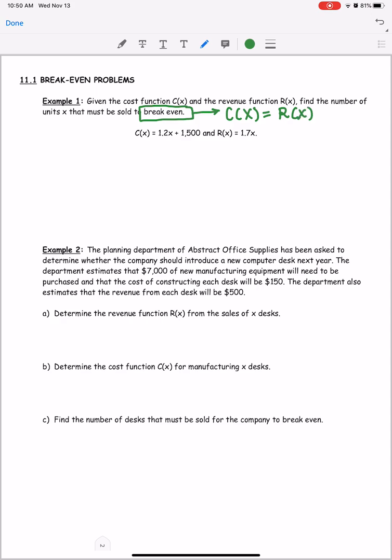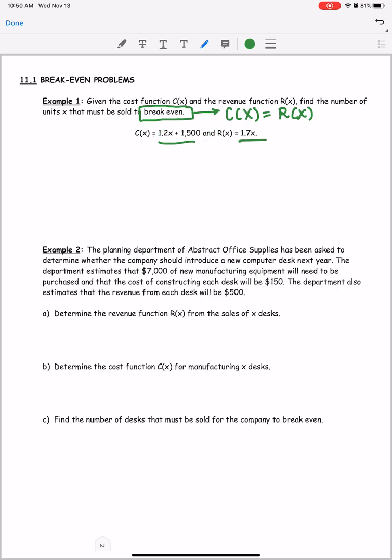Which should make sense, right? If your cost, what you're putting into your company, equals the revenue, what you're bringing into that company, as long as you are bringing in the same amount you are putting in, then you are breaking even. If your cost is more, then you are losing money. If your revenue is more, that's when you're getting rich because you're making money. So when it wants that break-even point, we are basically setting this equal to this, because that's my C of X and my R of X.